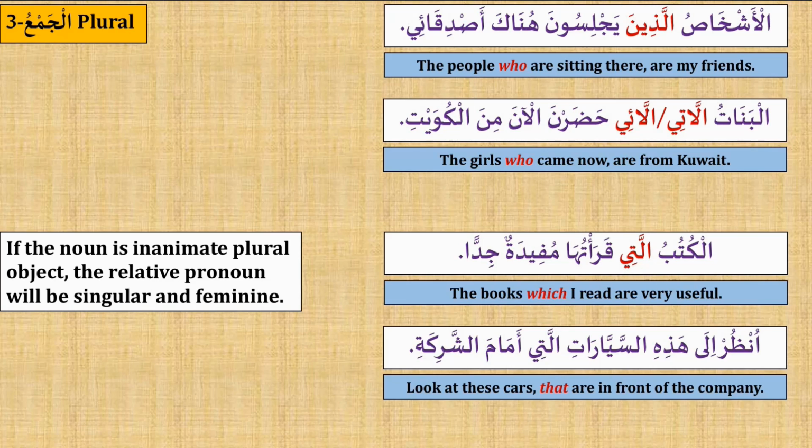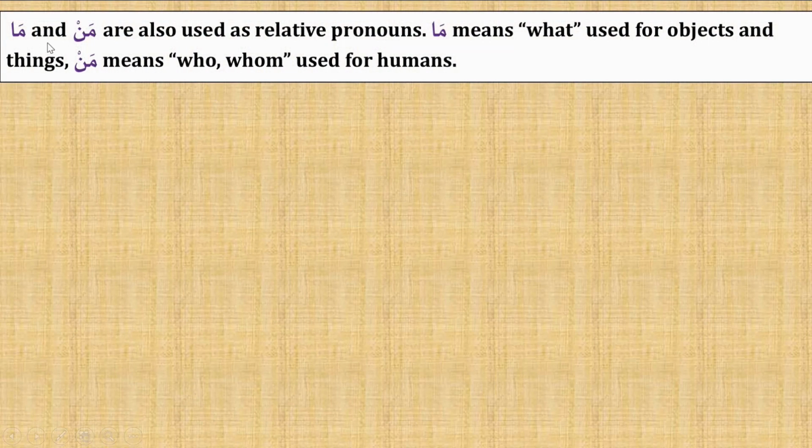Besides these relative pronouns mentioned in the table, there are two more relative pronouns which are not mentioned in the table, and they are ما and من. ما and من are also used as relative pronouns. ما means what, used only for objects and things. من means who or whom, used for humans only.